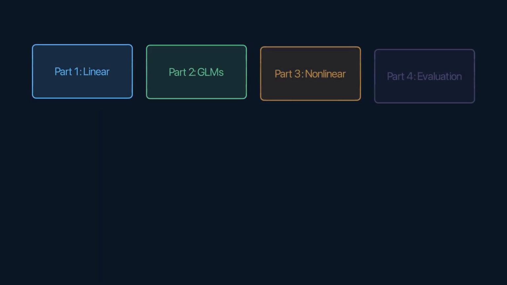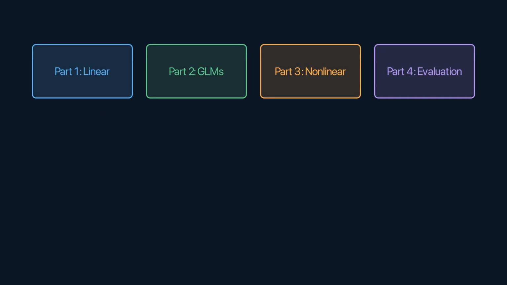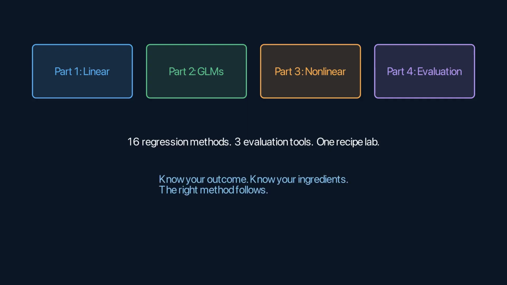16 regression methods. 3 evaluation tools. 1 recipe lab. Ordinary least squares to random forest. Every method is just a different strategy for cracking the recipe. Know your outcome. Know your ingredients. And the right method follows.